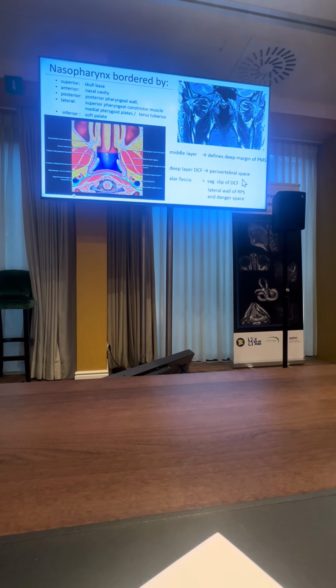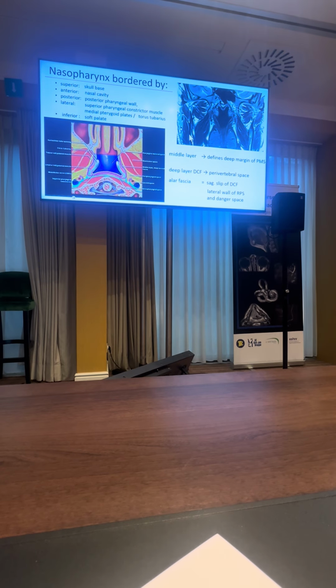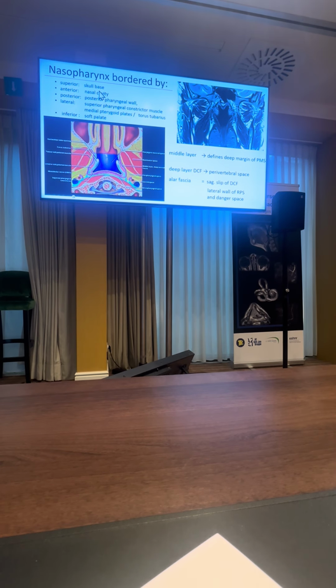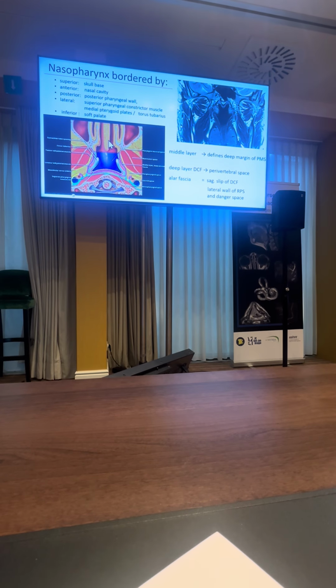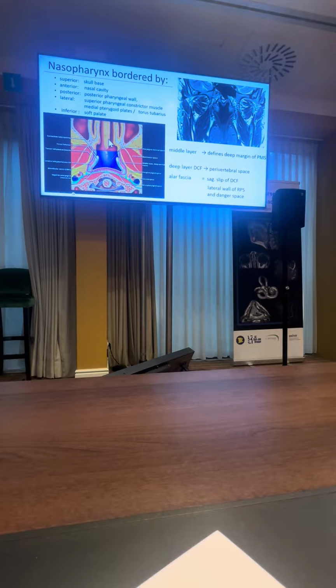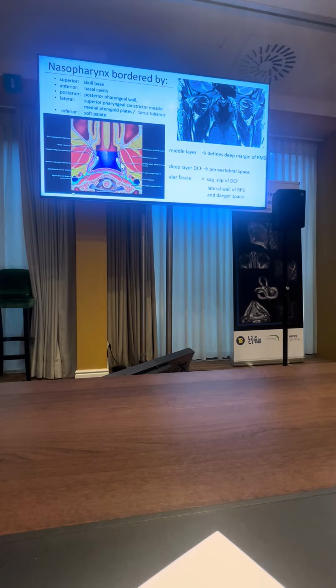So the nasopharynx is bordered by the skull base superiorly. Anteriorly, it is in communication with the nasal cavity. Posteriorly, we have the posterior pharyngeal wall, and laterally we have the superior constrictor pharyngeal muscle. We have the medial pterygoid plate, pterygoid process, and we have the torus tubaris. So the indentation here is the Eustachian tube ostium.